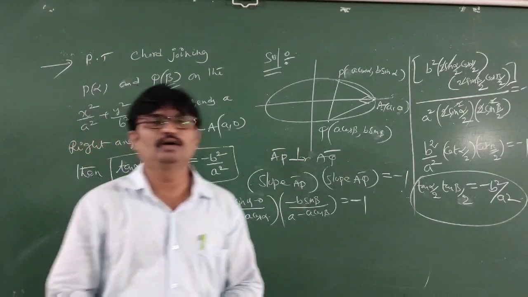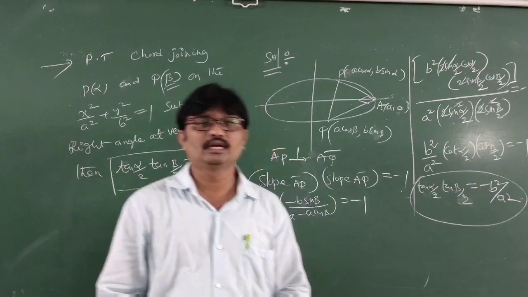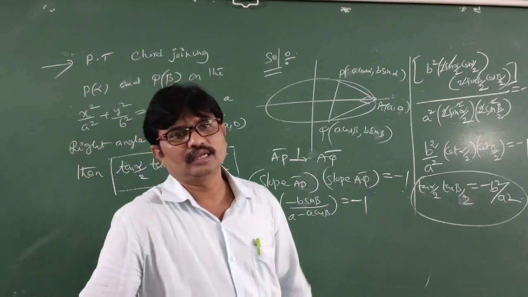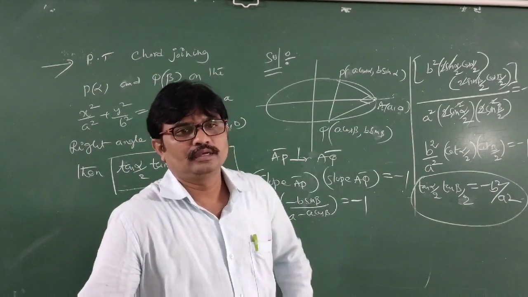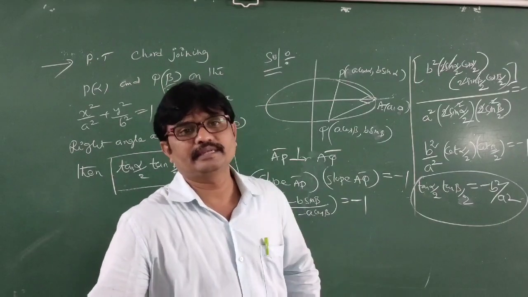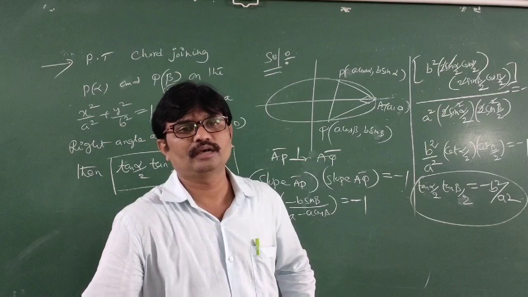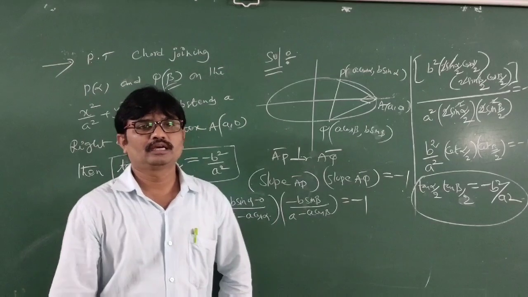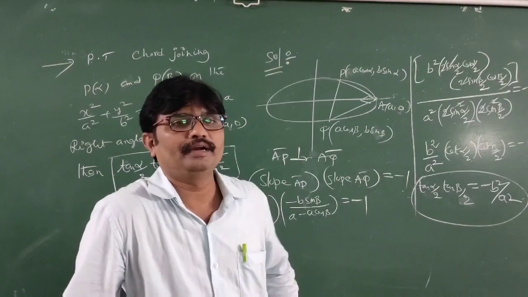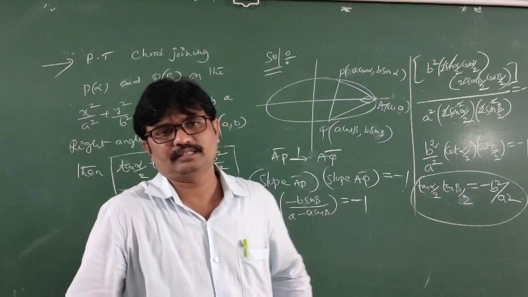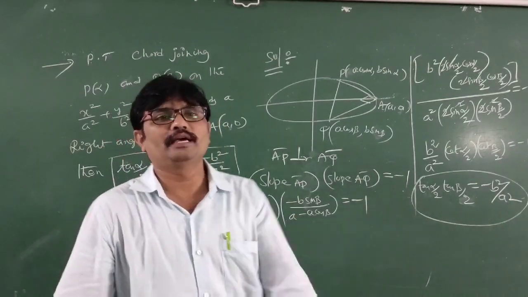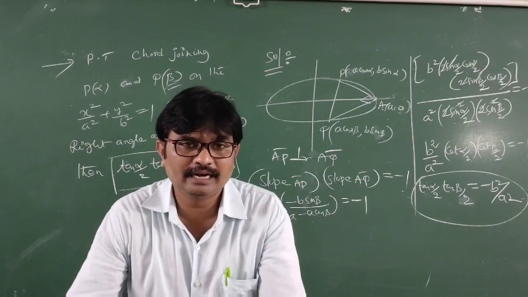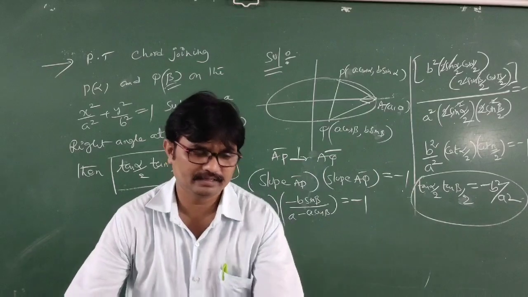So dear students, one more concept is there, that is diameter and conjugate diameters. Diameter is the locus of the midpoints of a system of parallel chords of the ellipse. After that, students, conjugate diameters: two diameters are said to be conjugate diameters if each one bisects the chords parallel to the other. That is called conjugate diameters.